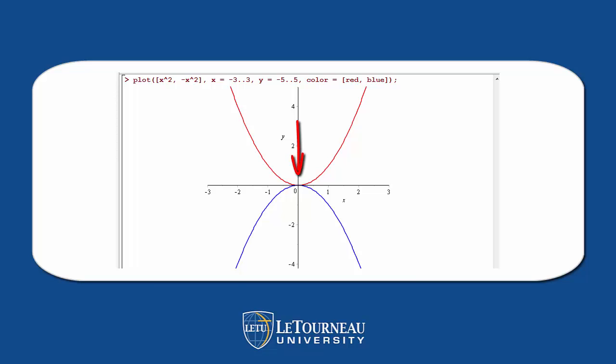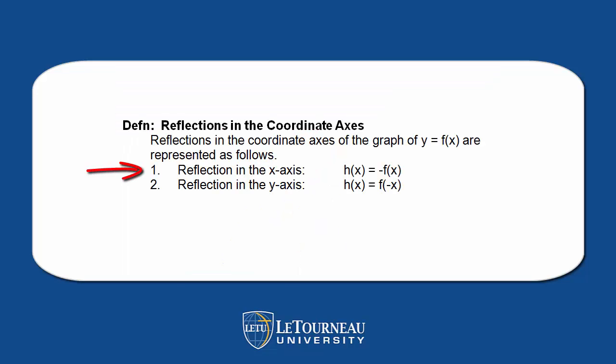So you notice there's good old x squared. We flipped it over the x-axis and we get the minus x squared. Now, the second reflection is in the y-axis. Here's where we're going to flip it over the y-axis and we'll have a mirror image. If you folded the graph on the y-axis, these two graphs would coincide with each other.